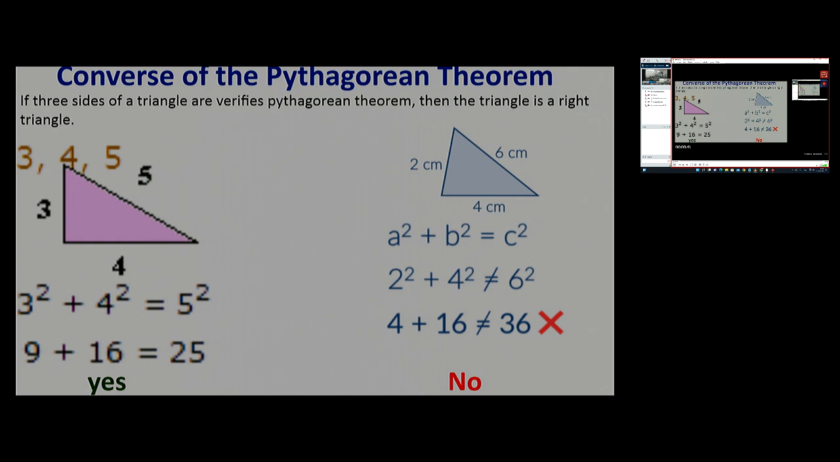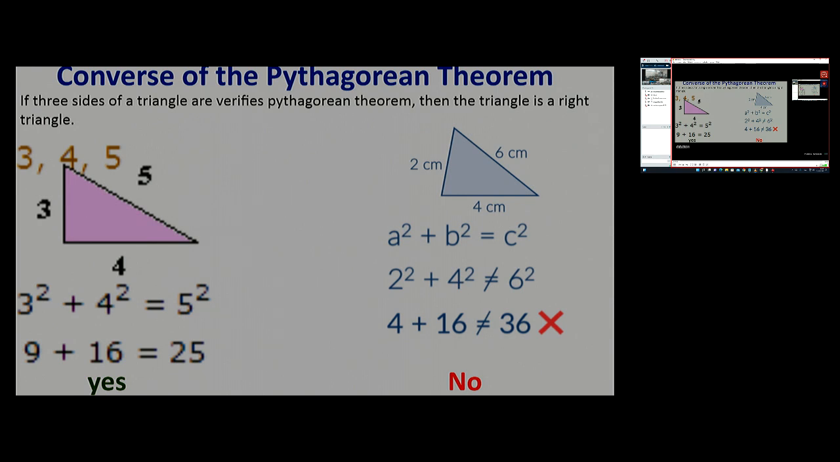We have 2, 4, 6. Which is the longest side? 6. So look here. A square plus b square equals c square. We have 2 square plus 4 square is not equal to 6 square, right? Understand? Yes? That means no, this is not a right triangle. Okay? So we study this today.